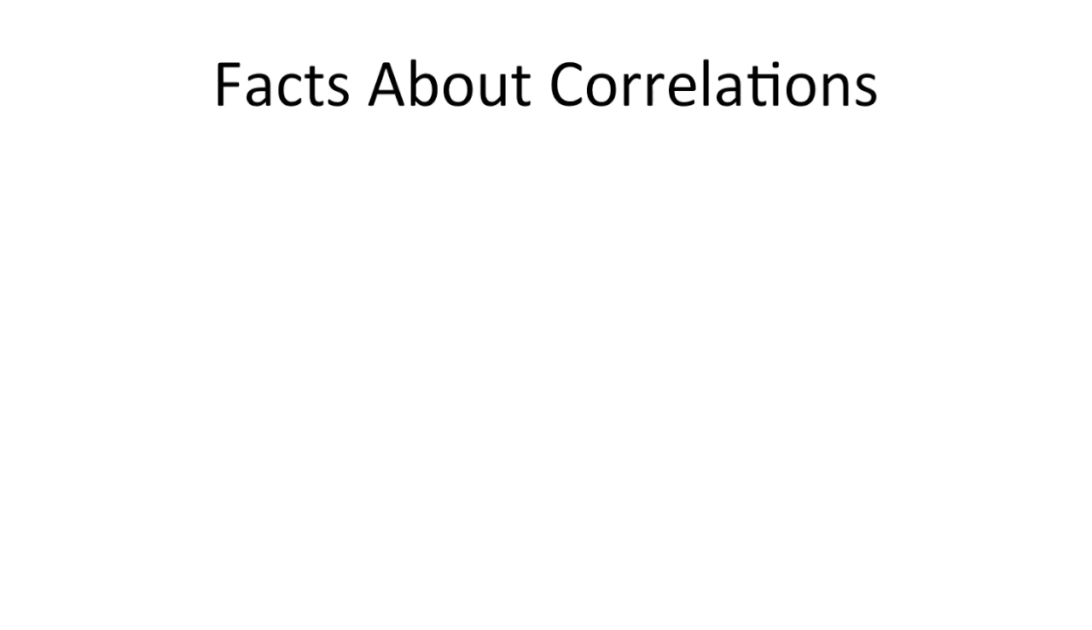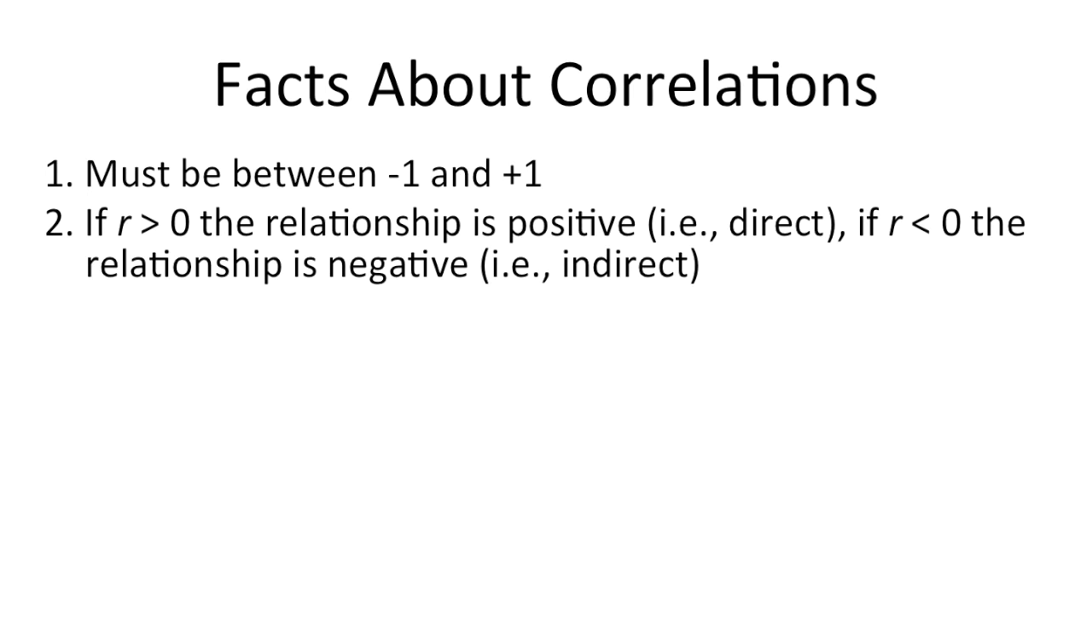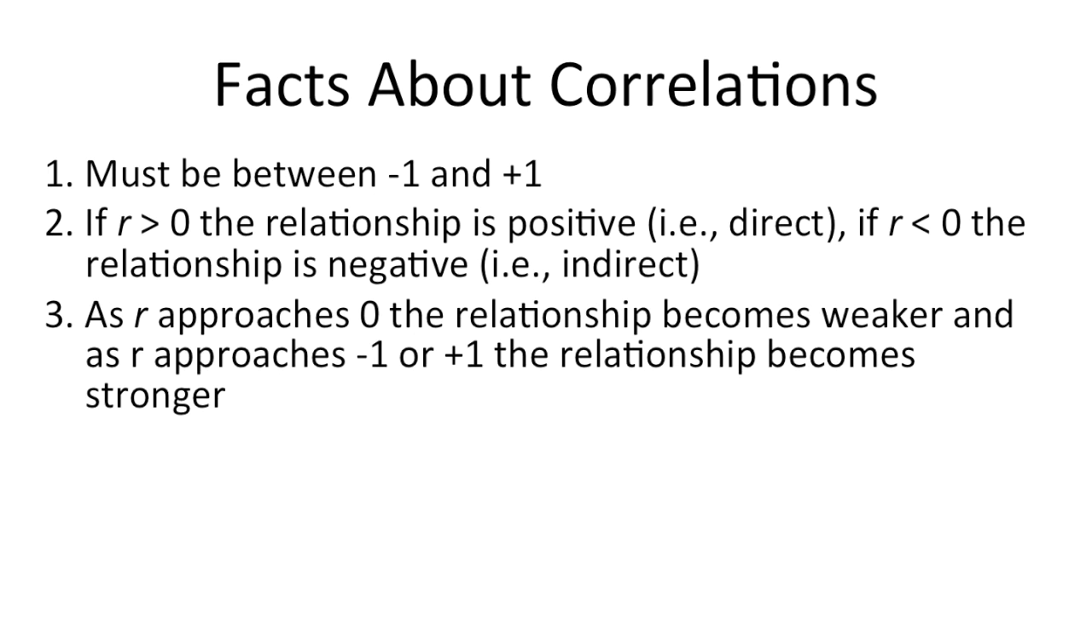Let's run through a few facts about correlations. You've seen most of these in lesson 2. And then, like I said, we'll go to Minitab Express and we'll construct a correlation matrix. Correlations must be between -1 and +1. If R is greater than 0, the relationship is positive. In other words, there's a direct relationship. If R is less than 0, the relationship is negative. In other words, an indirect relationship. As R approaches 0, the relationship becomes weaker, and as R approaches -1 or +1, the relationship becomes stronger.